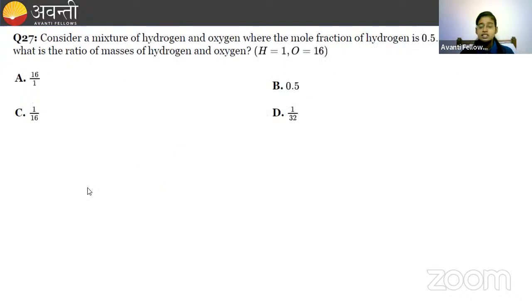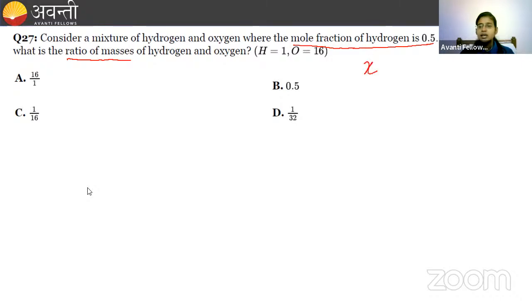So the question says, consider a mixture of hydrogen and oxygen where the mole fraction of hydrogen is 0.5. In this mixture, what is the ratio of masses of hydrogen and oxygen? The atomic mass of hydrogen and oxygen is given as 1 and 16. So we are asked to find out the ratio of the masses of both the elements. And the given value is the mole fraction. The mole fraction of hydrogen is given. So mole fraction is denoted by the letter X.